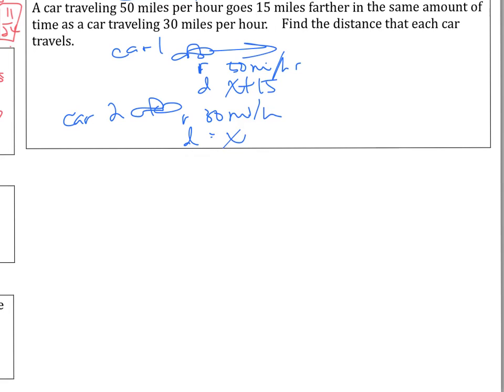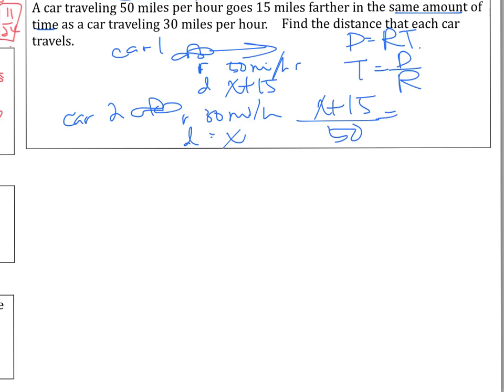Okay, so we still need to use the concept of D equals RT, and we know that they travel for the same amount of time, except for the fact that car 1 is faster, so we can set this up as time equals D over R. So I can take x plus 15 and put that over 50, and x over 30 to set up my proportion.